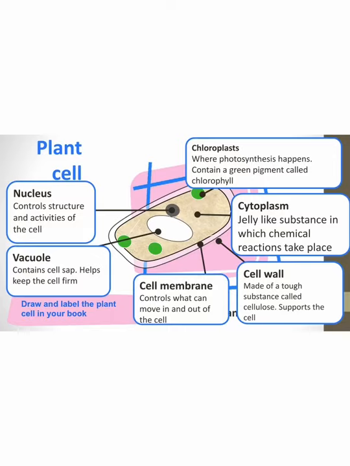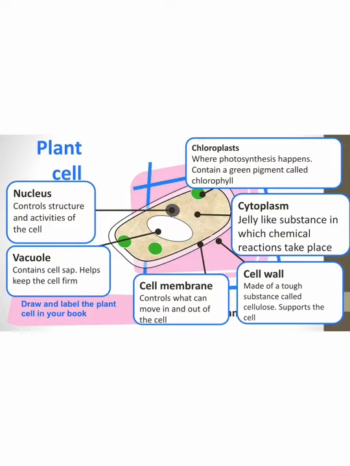In the top there, the green spots are known as chloroplasts. Now these are important. We're going to look at these in the coming lessons. These are used for photosynthesis, and they contain a green pigment called chlorophyll. This pigment is needed for photosynthesis. Photosynthesis is the process by which plants make their food. We talked about it briefly in the last lesson, and you're going to look at it a bit more in the coming lessons.